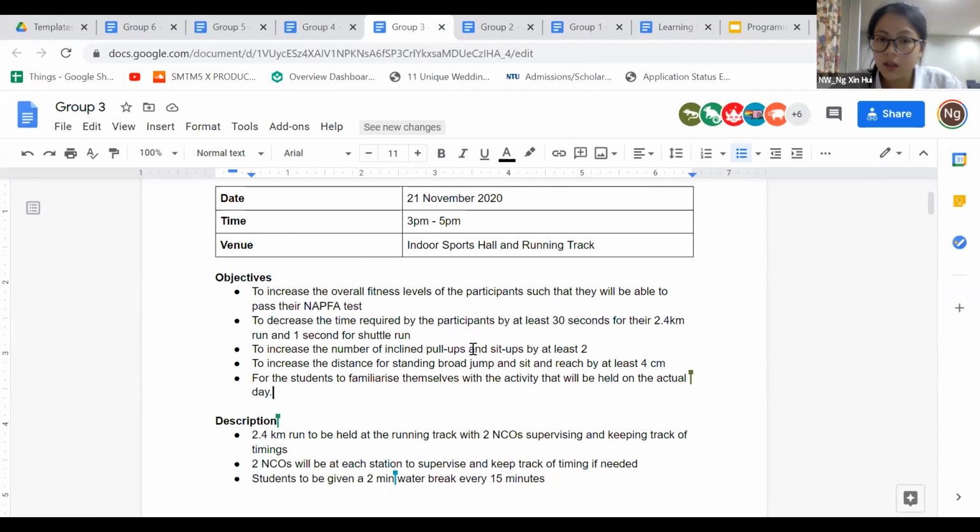But one thing that maybe you guys can improve on is for it to be more attainable. For example, is it really realistic for the participants to immediately improve their 2.4 timing by 30 seconds within one PT session? Yes or no, you can just nod or shake your head. If you really think it's realistic, then you can go ahead with it. But in my opinion, I don't think it's that realistic for a cadet to suddenly improve their 2.4 timing by 30 seconds after one PT session. So this is something you can take into consideration. But it's good that you guys were very specific in the outcome that you wish to see.